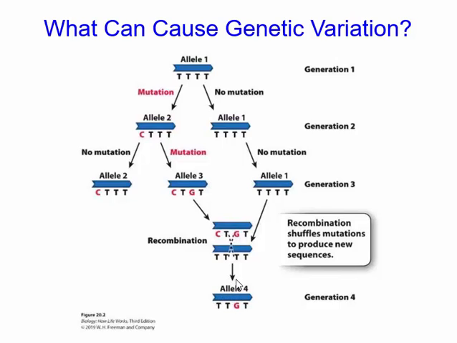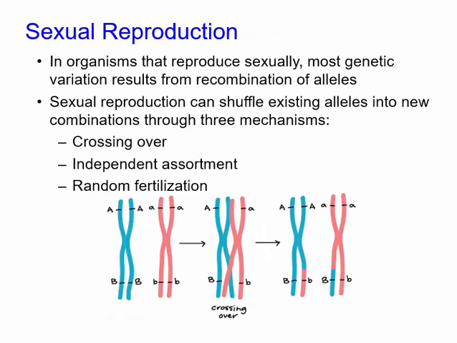So sexual reproduction is definitely a key driver of genetic variation. And this is something we've already seen and talked about. So that crossing over that occurs in meiosis is critical. Independent assortment a little later in meiosis. And then, of course, random fertilization, the idea that an individual gamete could theoretically fuse with another individual gamete in billions of random potential combinations.